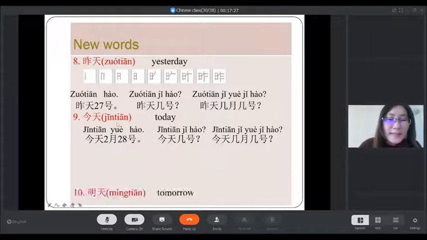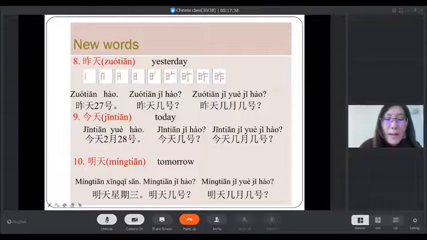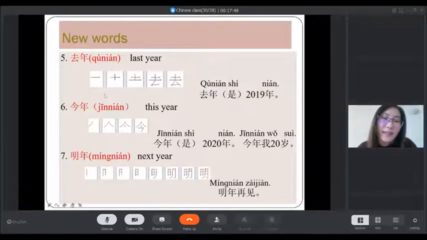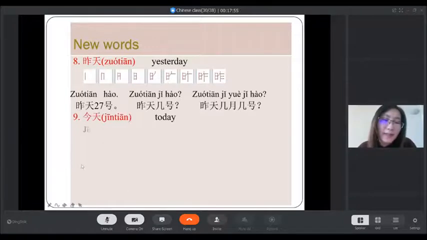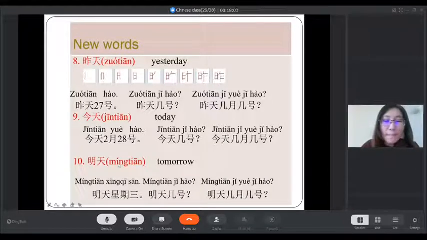So 昨天, 今天, 明天: yesterday, today, tomorrow. 明天星期三, 明天几号, 明天几月几号. Here we can see this is year, 去年, 今年, 明年, and this is day, yesterday, today, tomorrow, so we say 昨天今天明天. It's the same. We also can ask 明天几号, that means what's the date of tomorrow. 明天几月几号? Which month, which day of tomorrow?